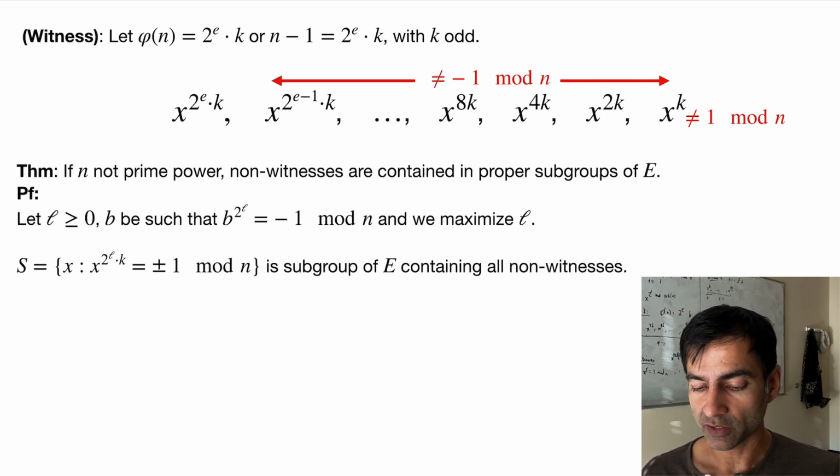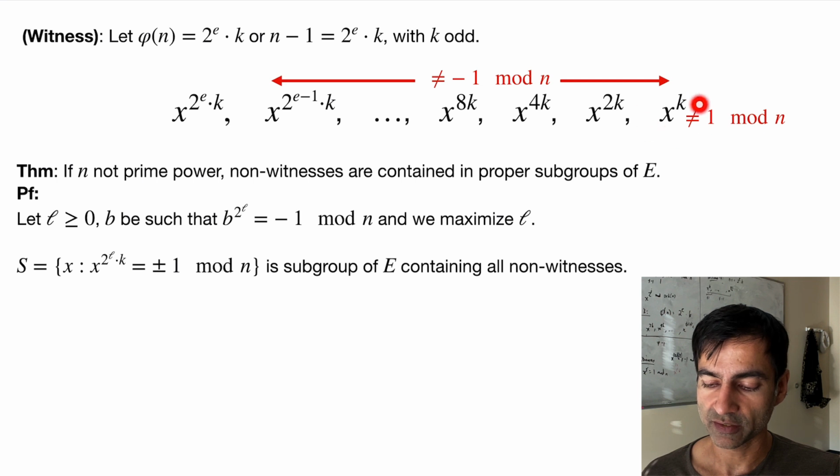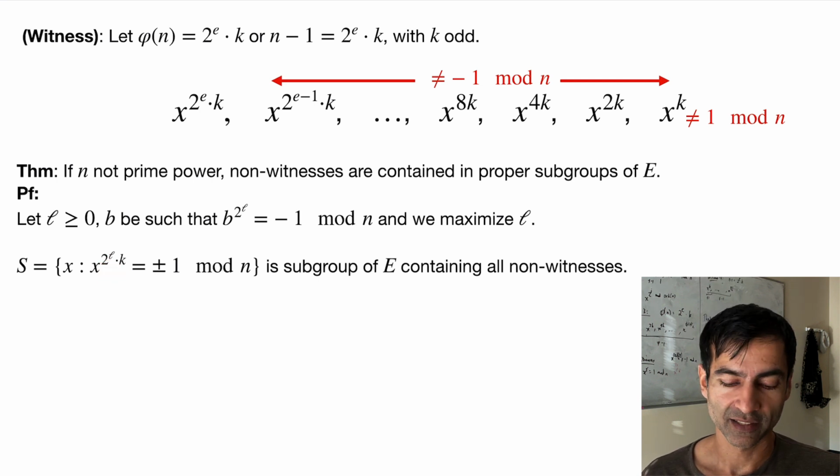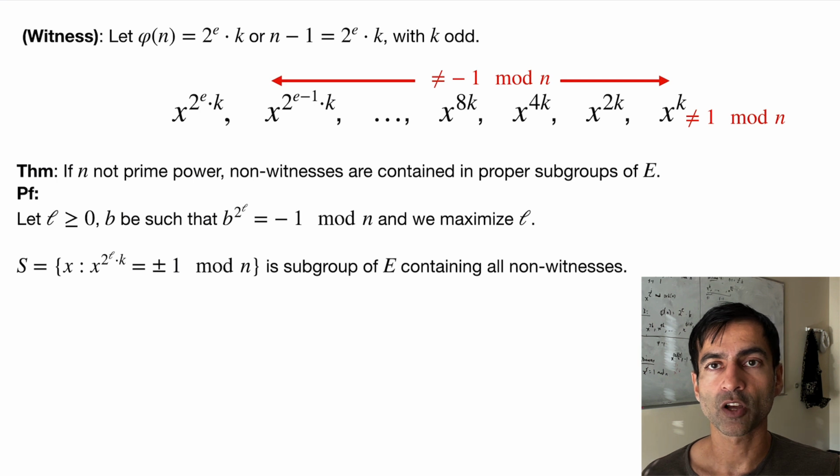Finally, it contains all the non-witnesses, because every non-witness here, if the non-witness has 1 in this location, then it will certainly be 1 here. If the non-witness has a minus 1 somewhere here, then that minus 1 must occur before L or at L. So again, you'll have the condition that this power will be plus 1 or minus 1. So all the non-witnesses are contained in S.